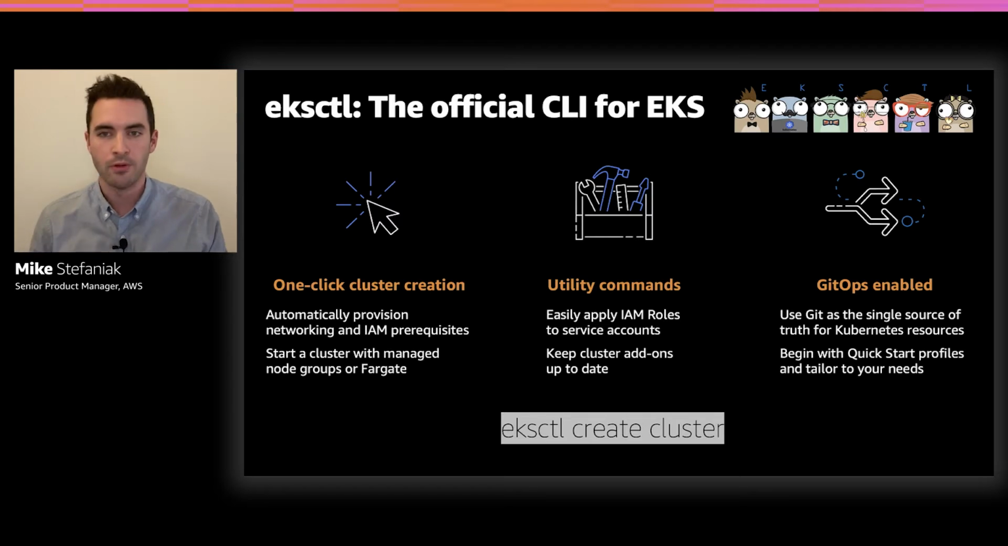And then another important feature of eksctl is that it is GitOps enabled. So you can define your infrastructure with Git as the source of truth, and then use eksctl as an easy way to sync that application source of truth into your cluster. And there are certain quick start profiles that are included that help you get up and running. For example, if you want to run a cluster for machine learning workloads, you can use a machine learning quick start profile to get you a cluster that's ready to use.